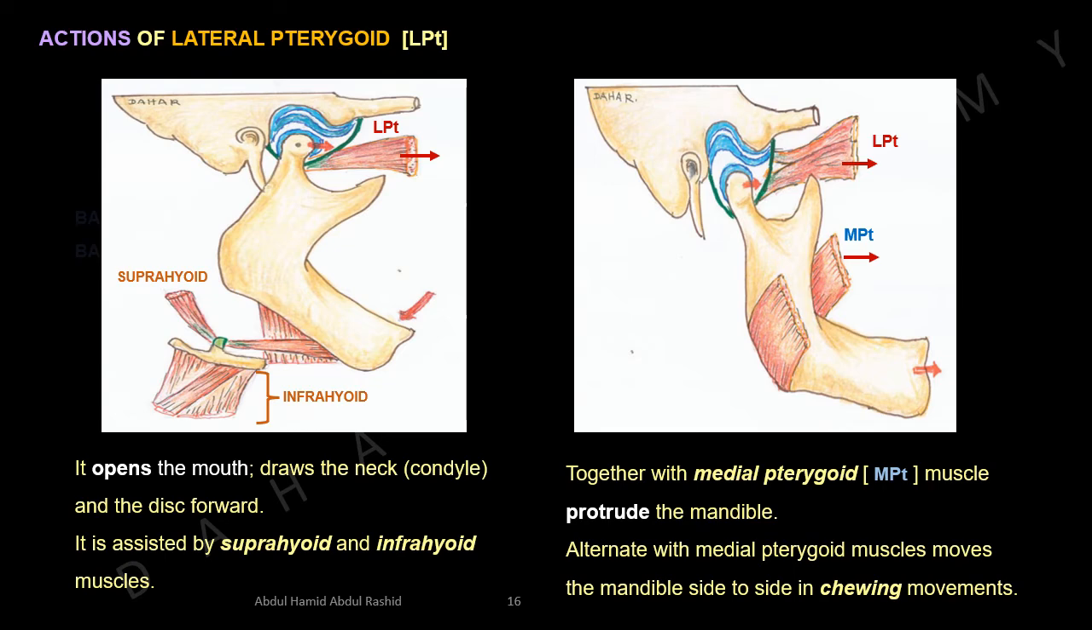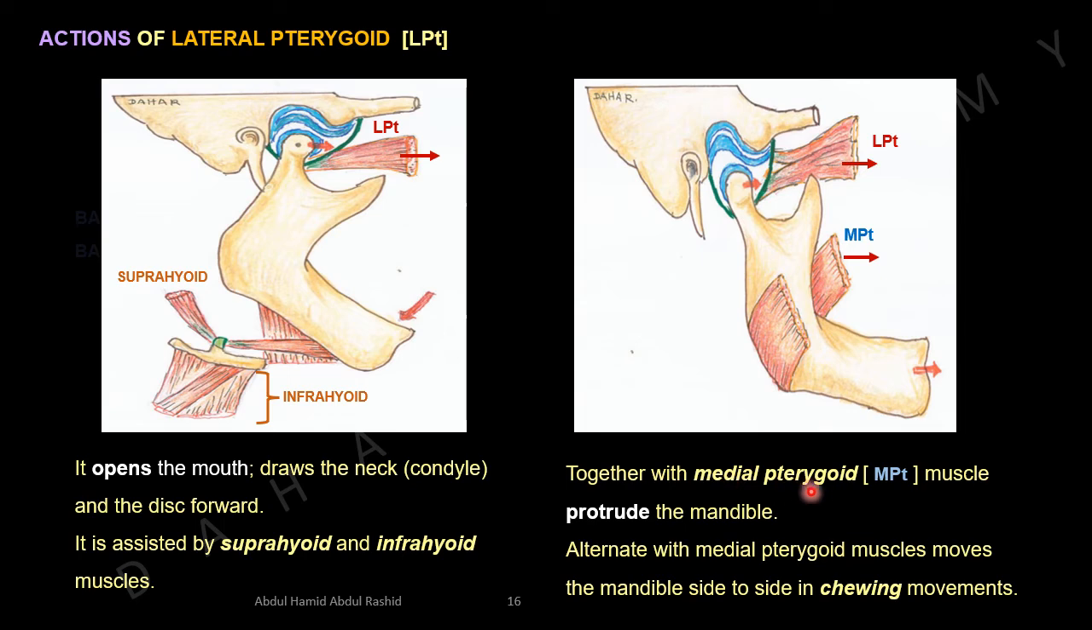Actions of the lateral pterygoid muscles, we have two diagrams here. Lateral pterygoid muscles open the mouth, drawing the neck, that is the condyle of the mandible, and the disc forward. It is assisted by suprahyoid and infrahyoid group of muscles.